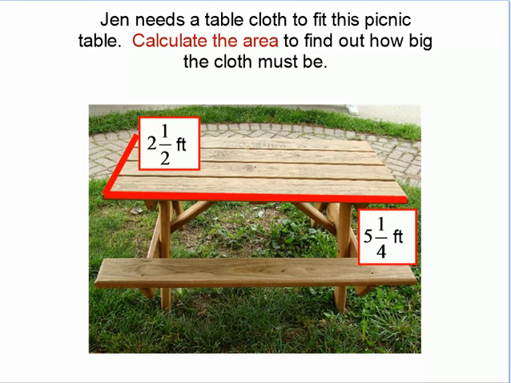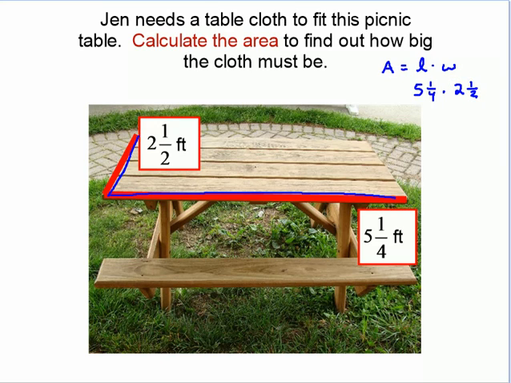Now let's use what we learned about the area of rectangles to find the area of this rectangle. In this case, we have a picnic table here that is 2.5 feet on this side, so 2.5 feet over here, and 5.25 feet on this side. And what is the area formula? Well, you'll have to remember that one. Area is equal to the length times the width. So all we have to do in this case then is multiply the length, which is 5.25, times the width, which is 2.5.